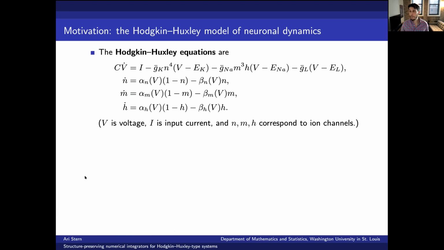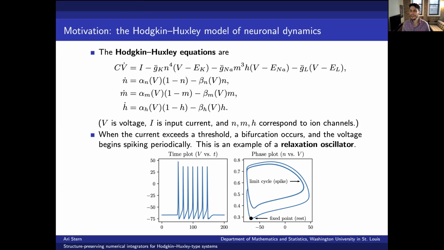So the motivation comes from these Hodgkin-Huxley equations for neuronal dynamics. Here we have the equations for a neuron where V corresponds to the voltage, I is an input current, and N, M, and H are gating variables corresponding to ion channels. And the idea, as I'm sure most people know here, since this is about mathematical neuroscience, is that for low currents, the system stays at a resting voltage. However, when the input current increases beyond a threshold, a dynamical bifurcation occurs. And as a result, the voltage begins spiking periodically. And this is how neurons send out action potentials.